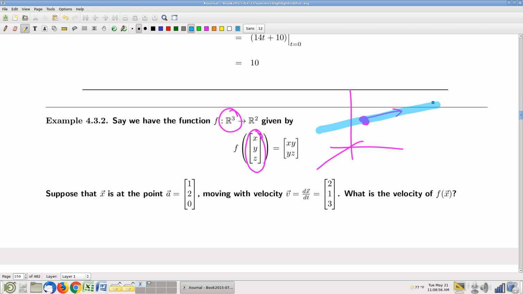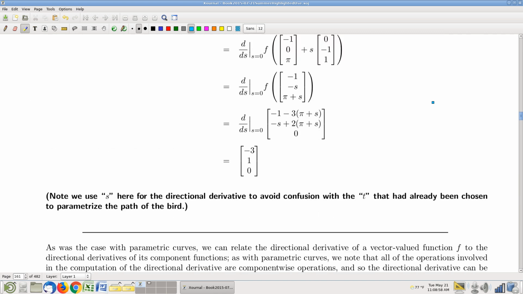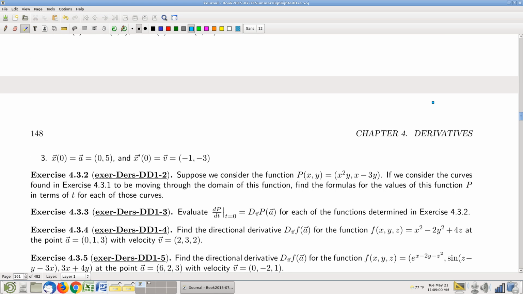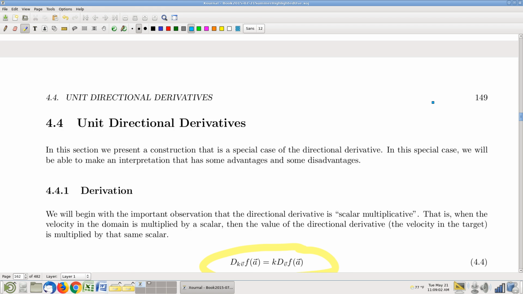Yeah. Okay, this is a good stopping point. We're now done with directional derivatives. So we will pick up here with unit directional derivatives in, let's say, 10 minutes. So how about we'll say 11:20. See y'all at 11:20. Okay.